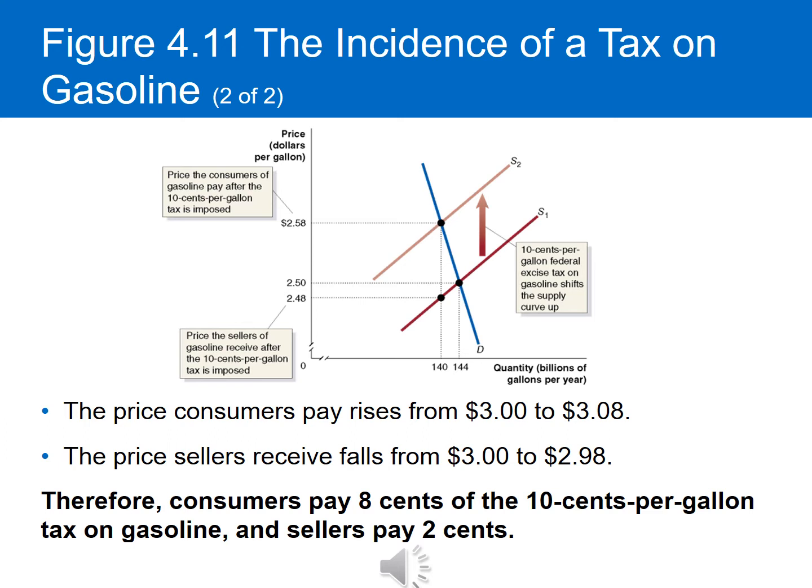So in this situation, consumers are paying 8 cents of the 10-cent per gallon tax on gasoline, and sellers only pay 2 cents. While they're both not cutting checks to the government, in this case, the person selling the gasoline, the gas station themselves, is sending in the payment to the government. It's the consumers that bear most of the burden of that tax.